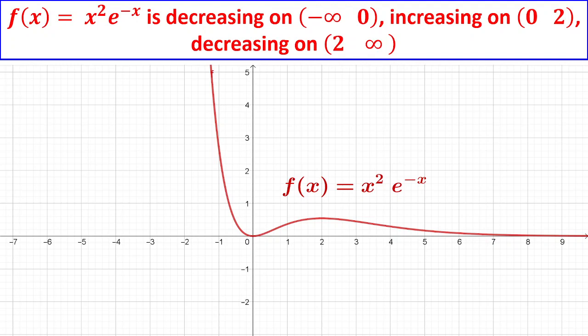You are seeing this function x square into e power minus x. From minus infinity to 0 it is coming down. From 0 to 2 it is going up. From 2 to infinity once again it is going down.